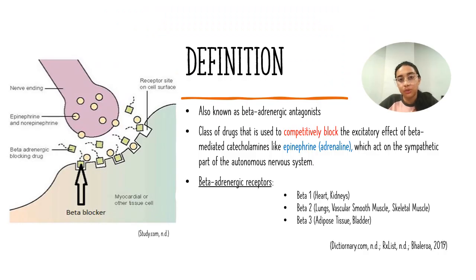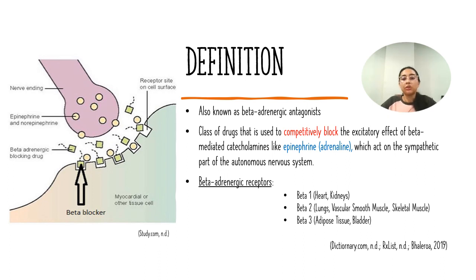So beta blockers, also known as the beta adrenergic blockers, are the drugs that oppose the beta-mediated effects of the sympathetic nervous system. The neurotransmitters epinephrine and norepinephrine released by the sympathetic nervous system occupy the spaces on the beta receptors and cause various effects on various target organs in the body.